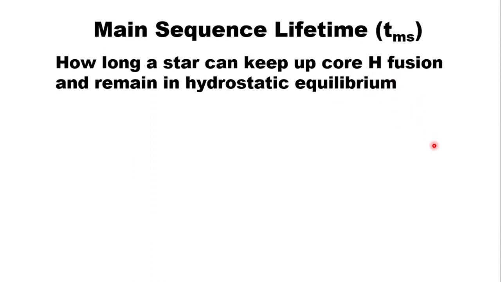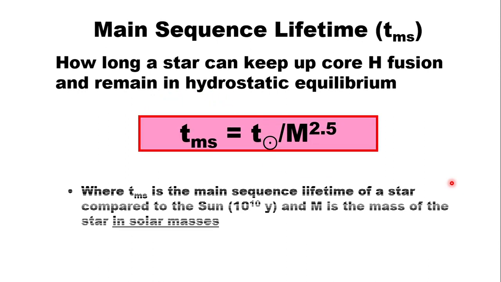core fusion ceases. The relationship is actually quite simple because, as I mentioned in the last video, it depends entirely on the mass of the star. And so we have really only two variables in here, time and mass. And so the main sequence lifetime of a star is going to be equal to the main sequence lifetime of the sun. Why do we have to put that in? Because we're using masses in solar masses, comparing it to the sun.